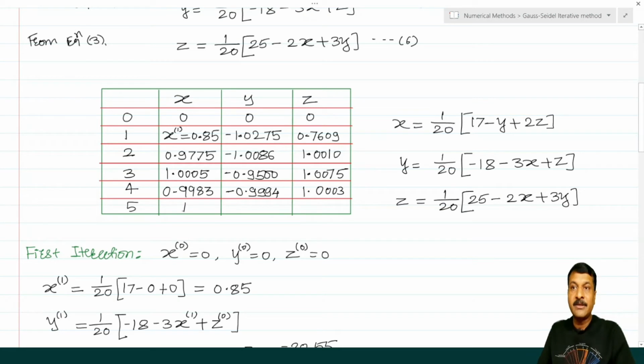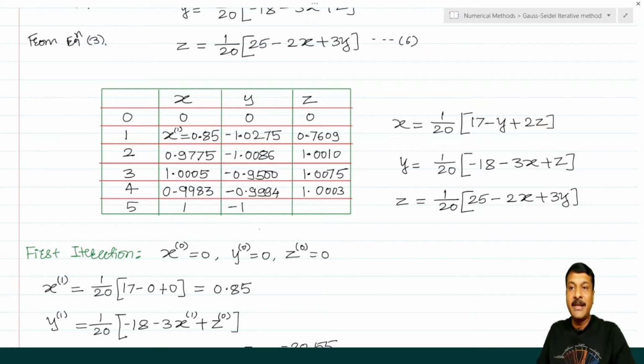Next is the recent value of y. So the value of y by using the recent values of x and z. So minus 18 minus 3 into x. X is 1, plus z. Z is 1.0003. So the y value I am getting is minus 0.999985. It means if we restrict up to 4 digits, it is 1.0. It means I am getting minus 1.0, simply minus 1.